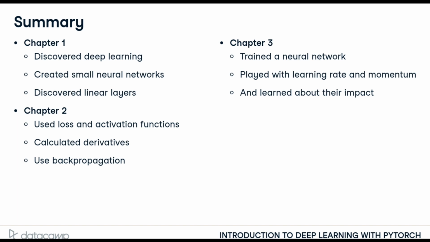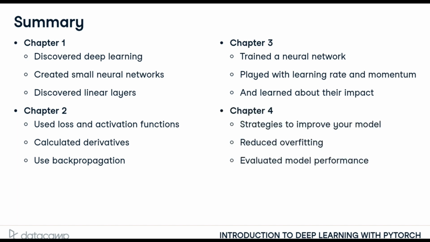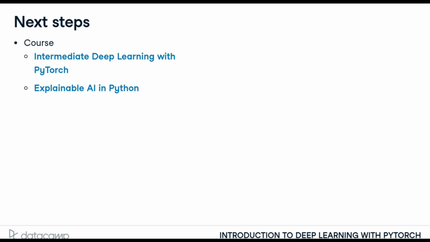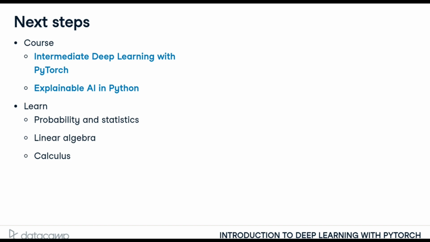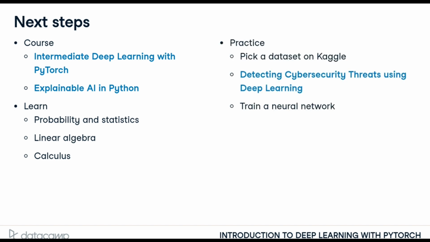In the third chapter, you trained your first neural network and learned the impact of the learning rate and momentum. Finally, in the last chapter, you learned all about improving and evaluating your model to reduce overfitting and more. Here are some courses you can take next to continue on your learning journey. If you want to push further and expand your deep learning knowledge, I suggest strengthening your understanding of probabilities, linear algebra, and calculus. Practice is essential here, so remember to apply your skills.